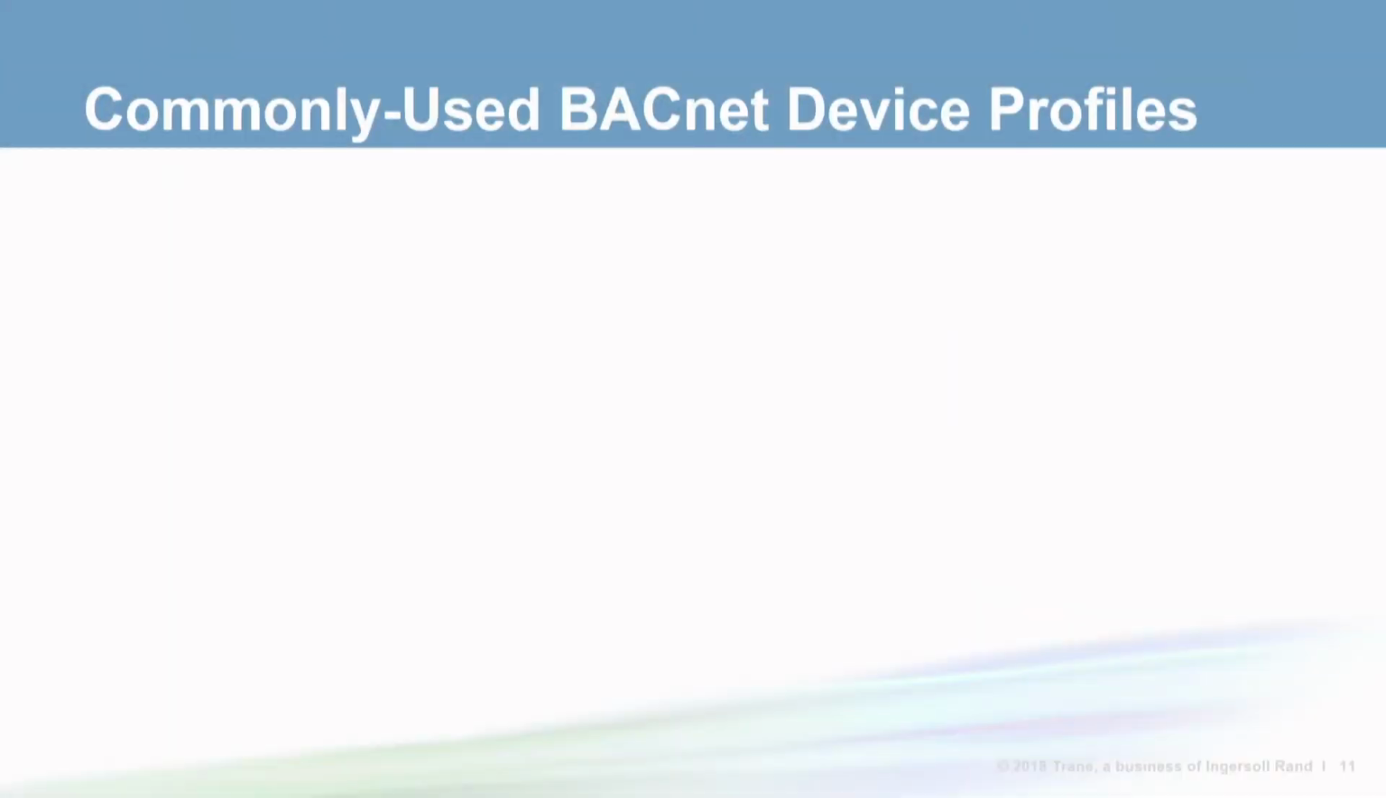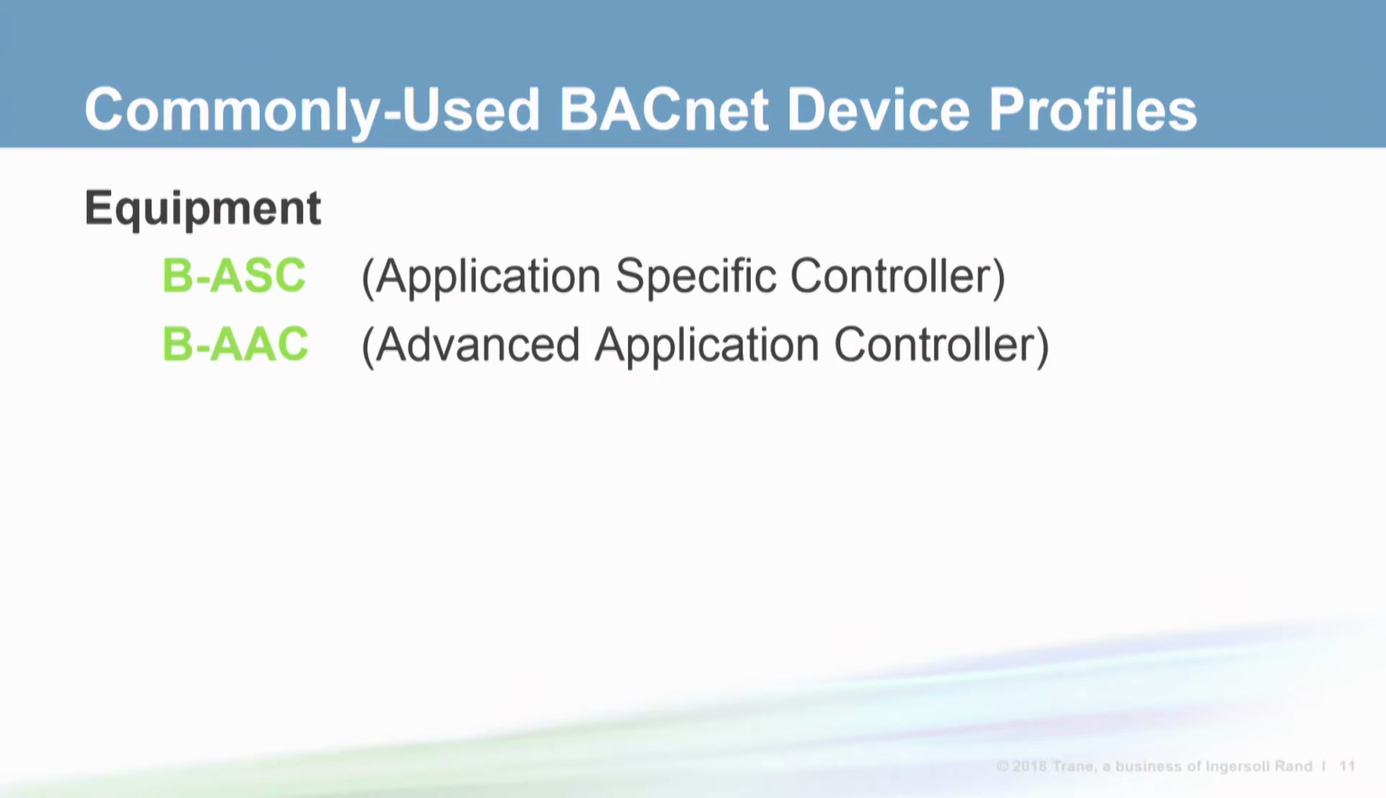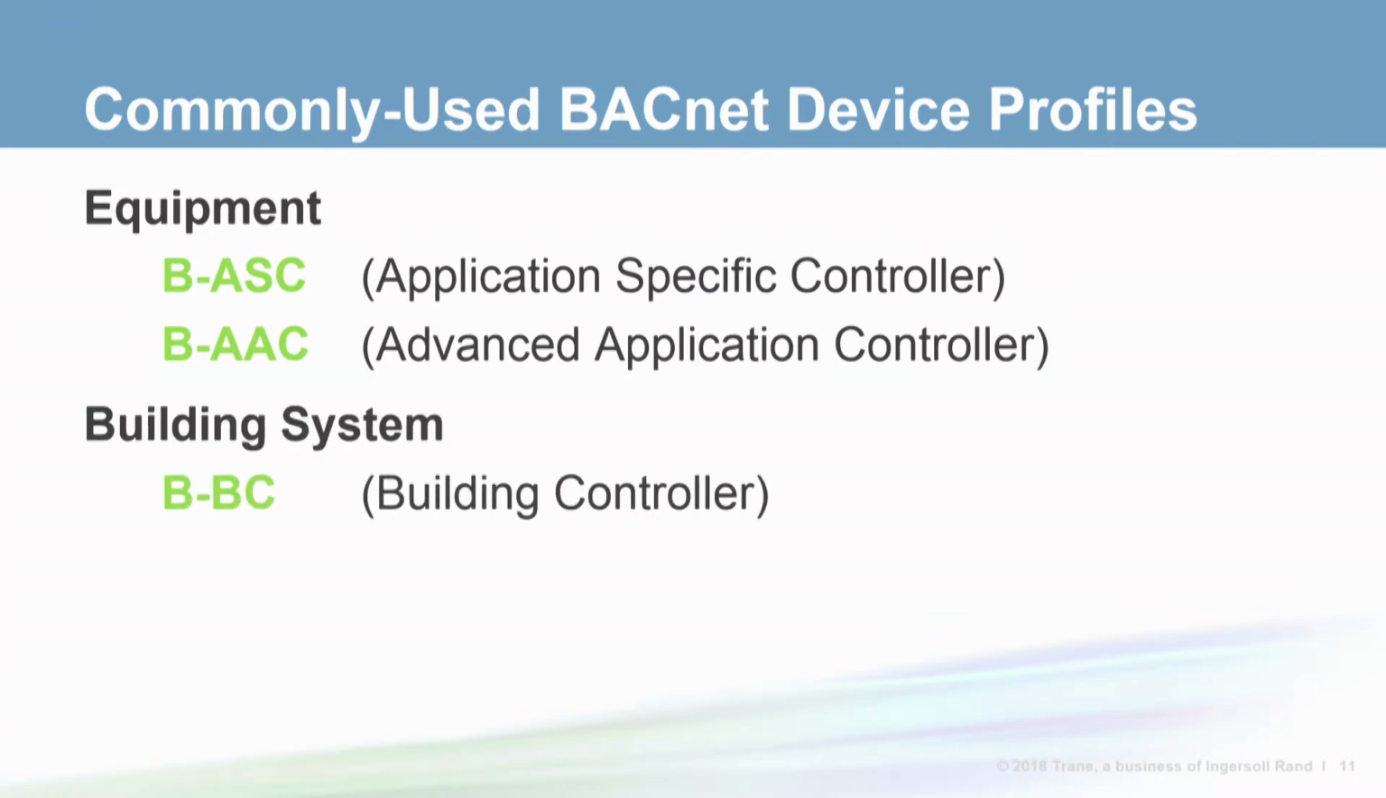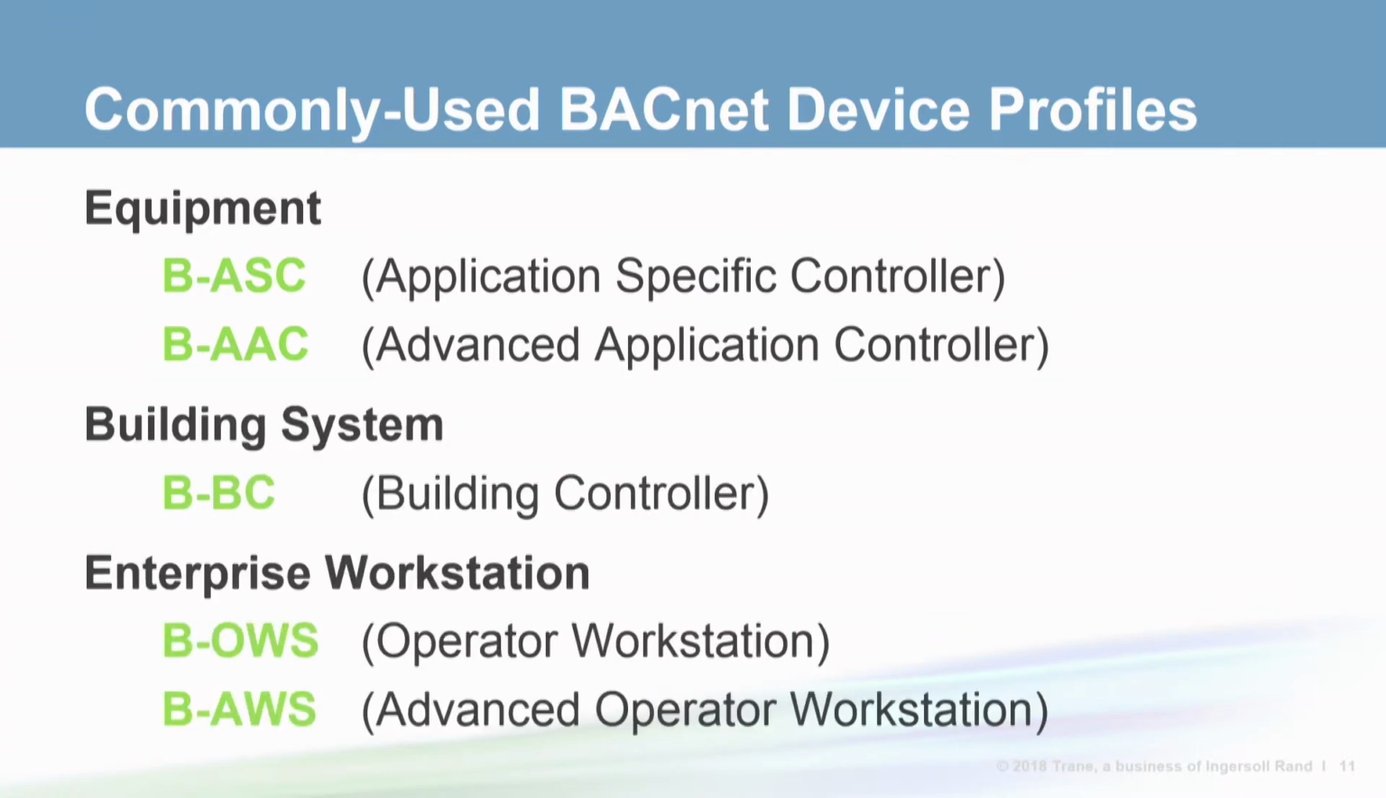The standard defines several device profiles, but 5 are most commonly specified. For equipment, the ASC and AAC profiles are most often used. The BC profile is focused on building system control devices, and the OWS and AWS profiles focus on operator workstation functionality. Let's start with the equipment-focused profiles.